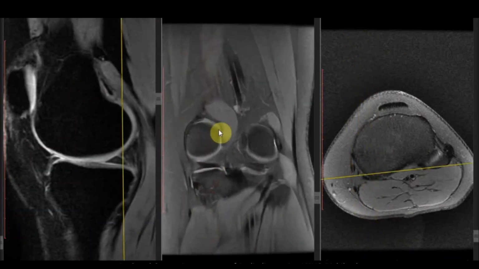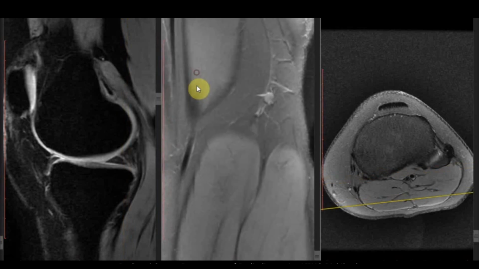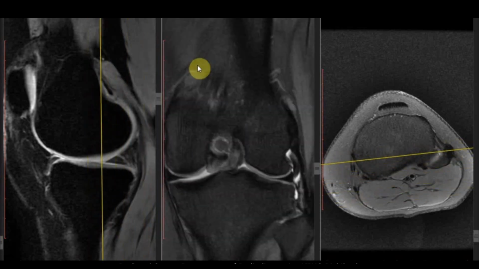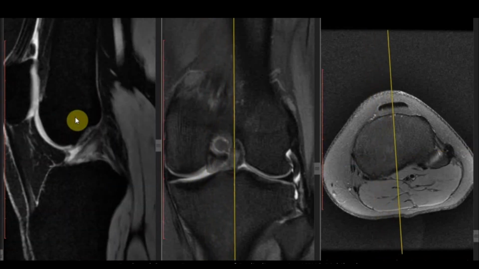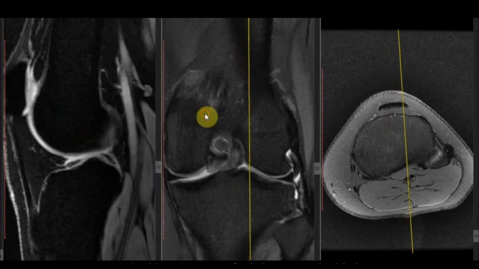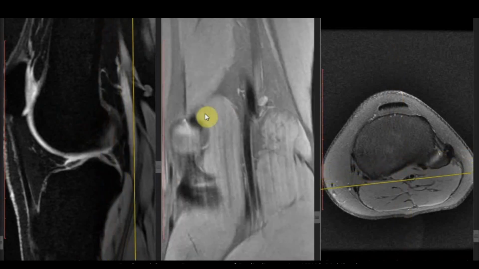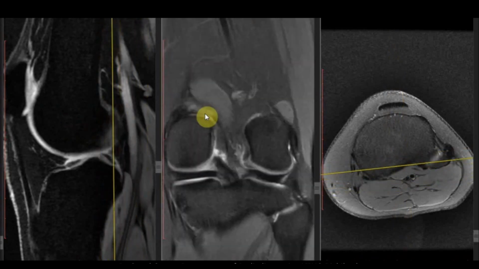Whereas on proton density sequence, we can easily make out the cartilaginous lesion because here the cartilage is intermediate in signal intensity as compared to the fluid. Then this GRE sequence is less sensitive for the presence of marrow edema, whereas the proton density sequence is very good for visualizing the marrow edema.